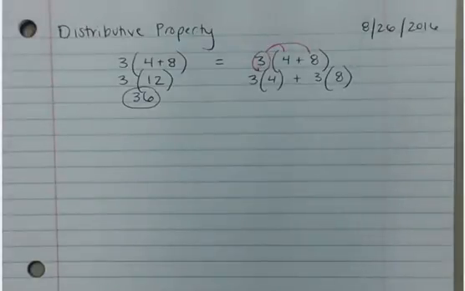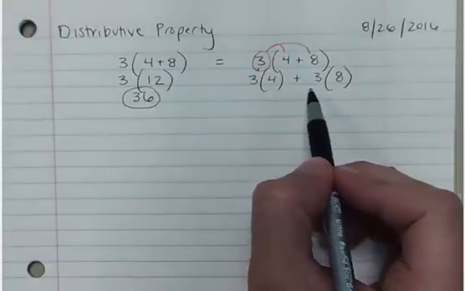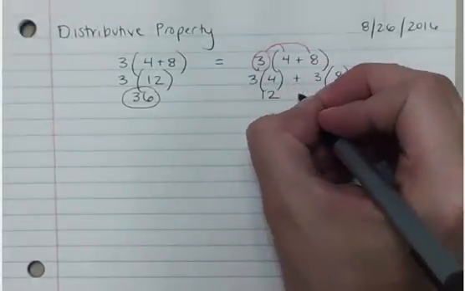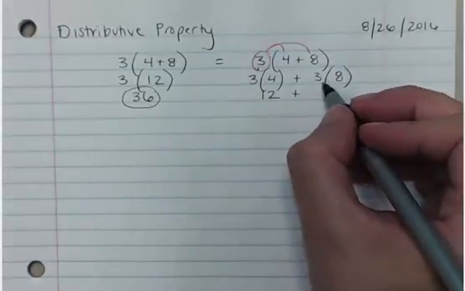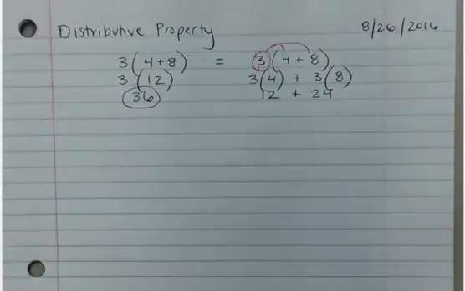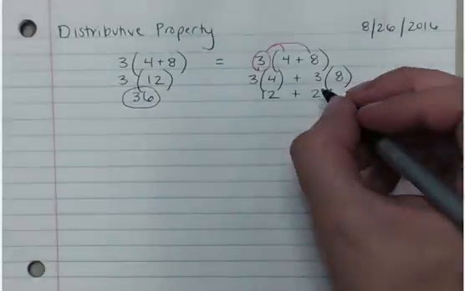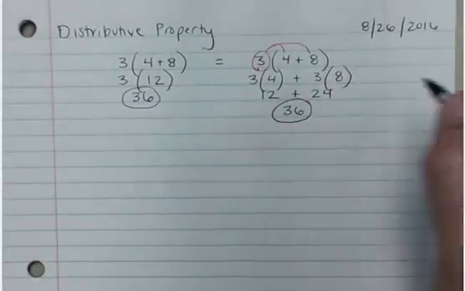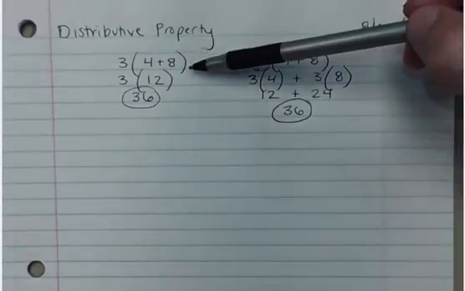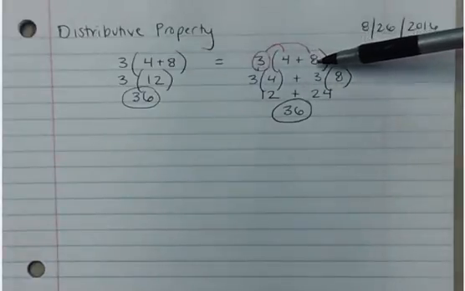And again, using gems, I need to multiply first before I add them together. So I'm going to multiply 3 times 4 is 12, plus 3 times 8 is 24. When I add 12 and 24 together, I end up getting 36. So you end up getting the same answer whether you use gems or you use distributive property.